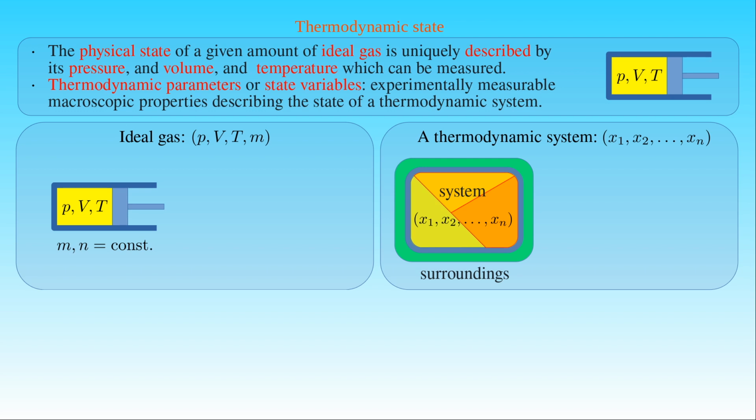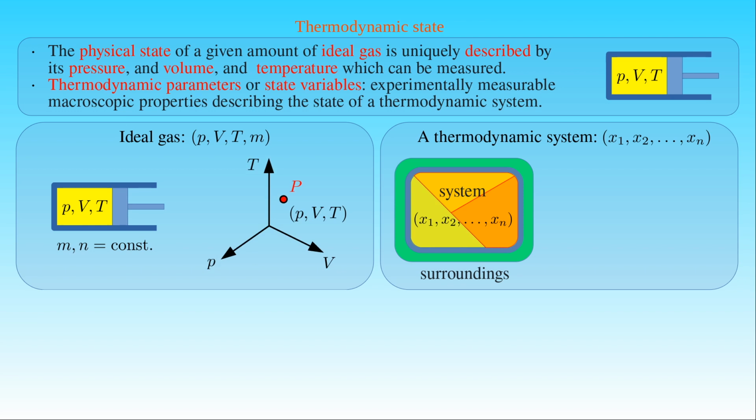As a result, we can represent the state of the system with a point in an n-dimensional space spanned by the set of the thermodynamic parameters. Since the state variables for a given amount of ideal gas are its temperature, pressure, and volume, we can plot a three-dimensional Cartesian coordinate system with the axes for these quantities.